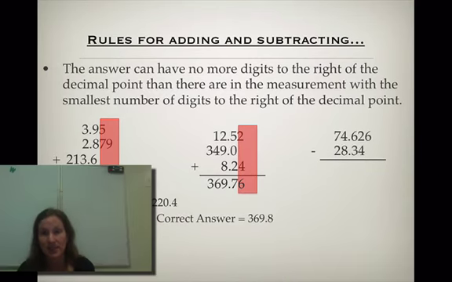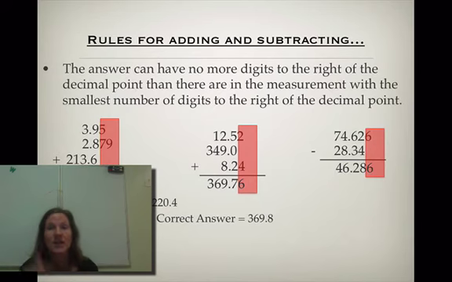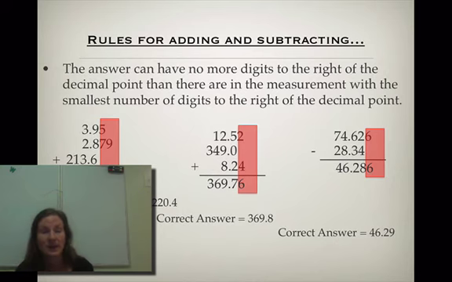Okay, this is a subtraction one. It's the same thing. You subtract. This is not the right answer. It's not rounded correctly. You round to the hundredths. That 6 would tell you to bump your number up. So your final answer would be 0.29.